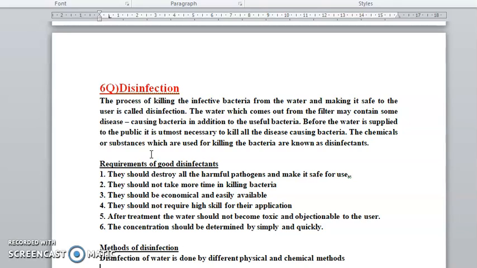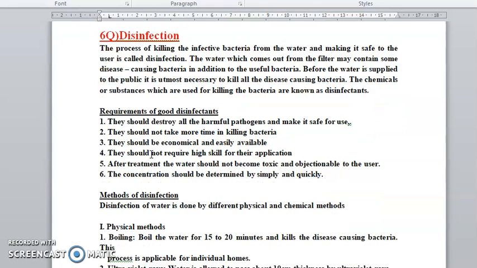These are the requirements of a good disinfectant. They should destroy all the harmful pathogens and make the water safe for use. They should not take more time in killing bacteria. They should be economical and easily available. They should not require high skill for their application. After the treatment the water should not become toxic and objectionable to the user. The concentration should be determined simply and quickly. Okay, this is important.